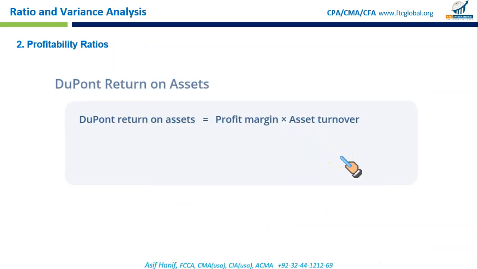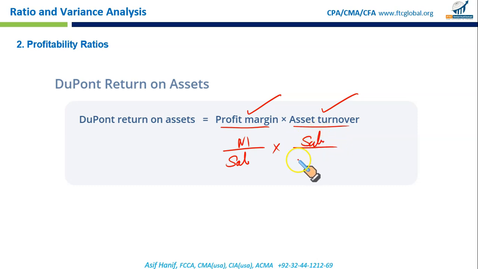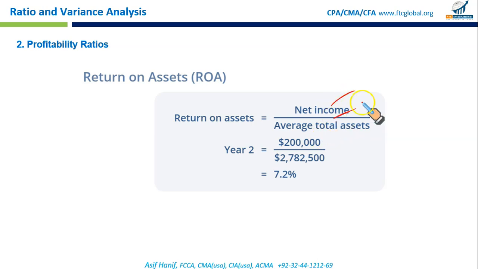Another important ratio that we use is DuPont return on assets, which is basically the multiplication of profit margin and assets turnover. In other words, your return on assets can be decomposed into profit margin and assets turnover. We know profit margin is net income over net sales, and the assets turnover is sales over average total assets. So basically, if you simplify, you get the same thing. Sales cancel out, net income over average total assets. That's exactly what we have just discussed.